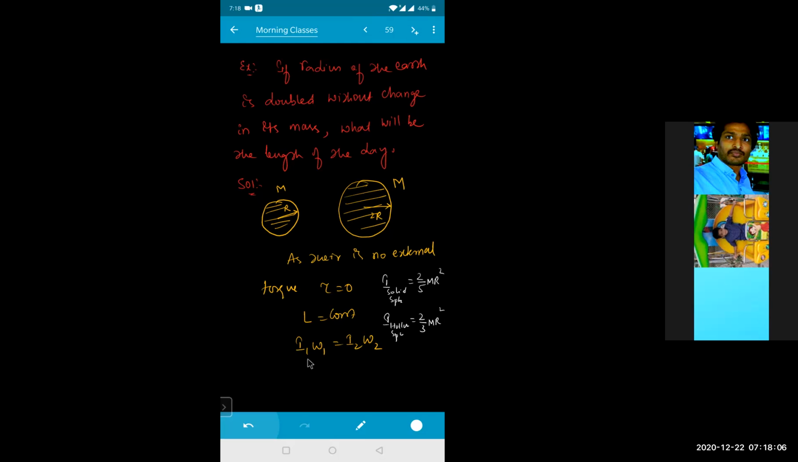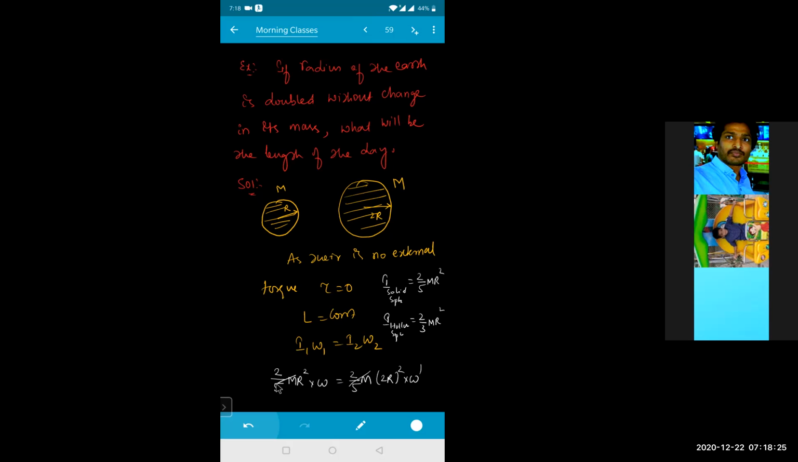Now see here, I1 omega 1 is equal to I2 omega 2. First one is 2 by 5 into m, the initial is r square, into angular velocity omega. Next one is 2 by 5, mass remains the same but the radius is doubled, that is 2r square, into omega 2, that is omega dash.